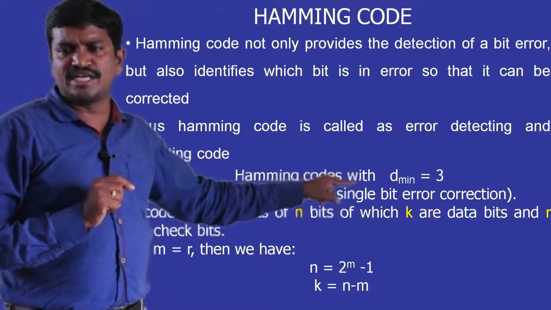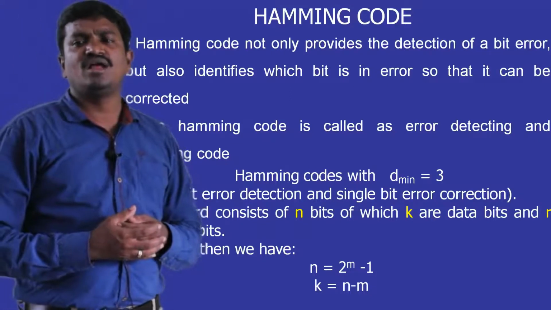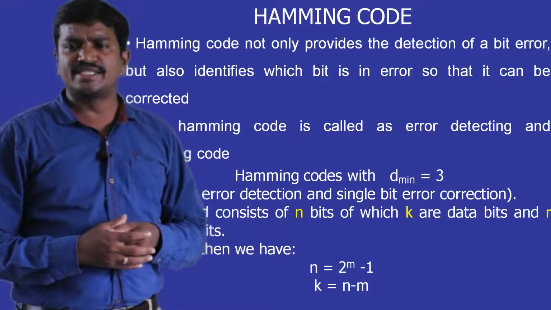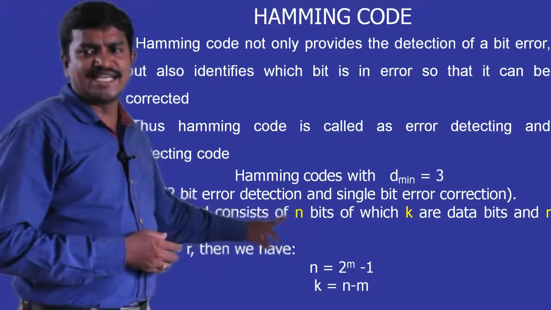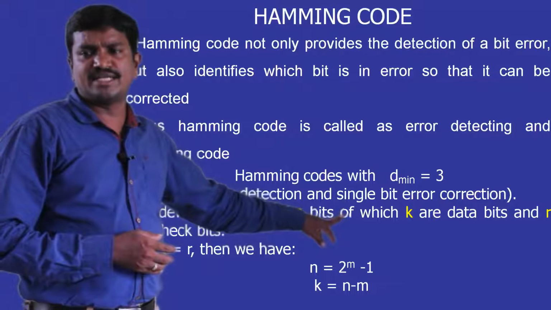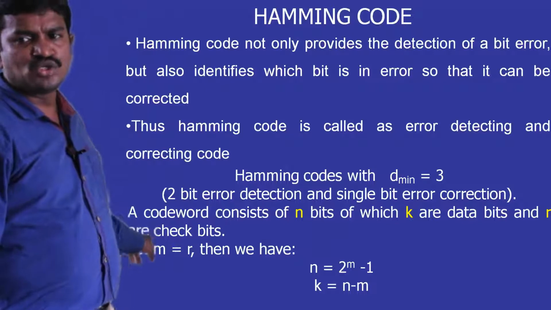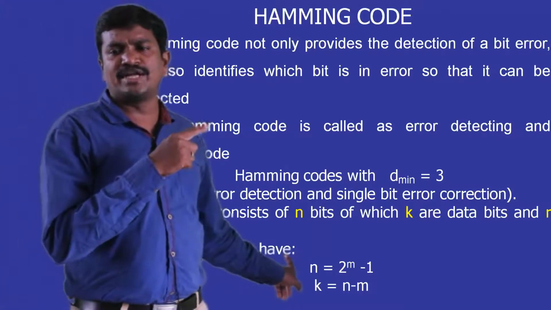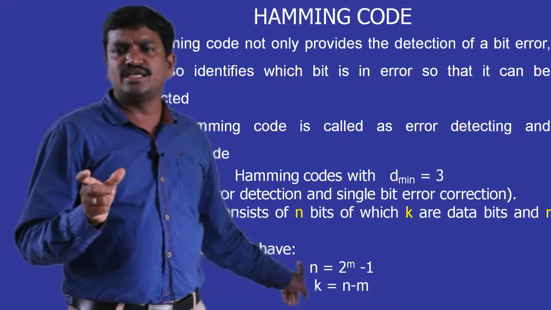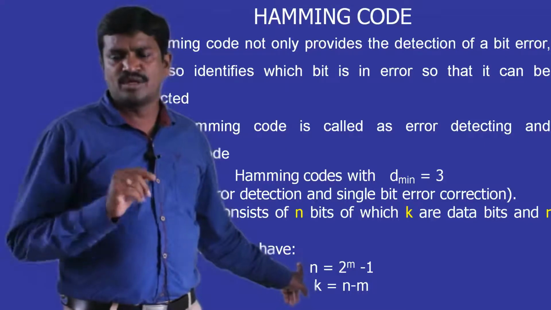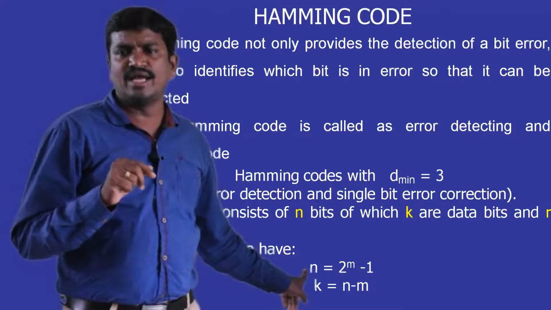So now if dmin is 3, we try to make a relation between the minimum Hamming distance and the number of redundant bits added. Now if you take a data word of size n bits, in which k are data bits and r are the redundant bits, which we call check bits. If you have a minimum Hamming distance dmin of 3, then that code word size n is equivalent to 2^m minus 1. Here n indicates the code word, right?